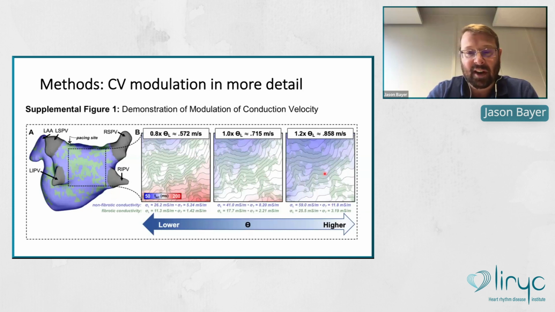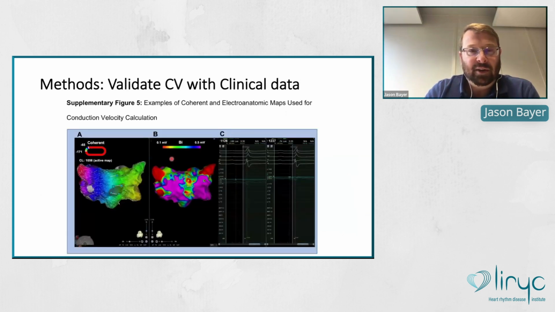So you'll see 0.85 meters per second as some of the faster ones, and some of the slower ones are around 0.572 meters per second. So that's what's considered slow. But this is pretty typical, again, of what people do in different types of modeling studies, and they do it in their methods as well.